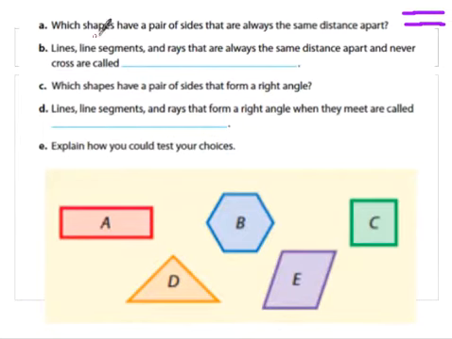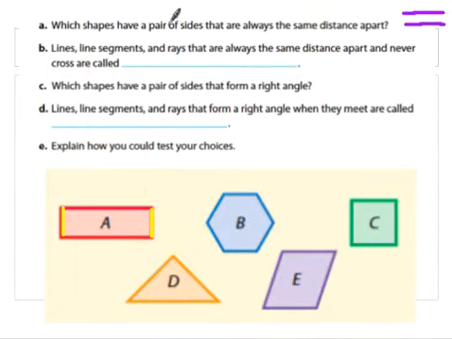So A says, which shapes have a pair of sides that are always the same distance apart? Well, let's look at shape A. What about this side and this side? Do those follow this question? Shapes that have sides that are the same distance apart? Well, if you had a ruler, do you think that this side and this side, do they look like they're the same distance? Is that the same distance? Yes, it is. Okay, same distance. What about the other two sides of the shape? This side and this side.